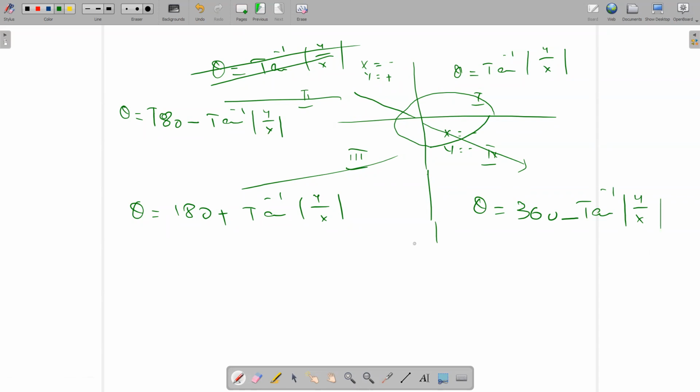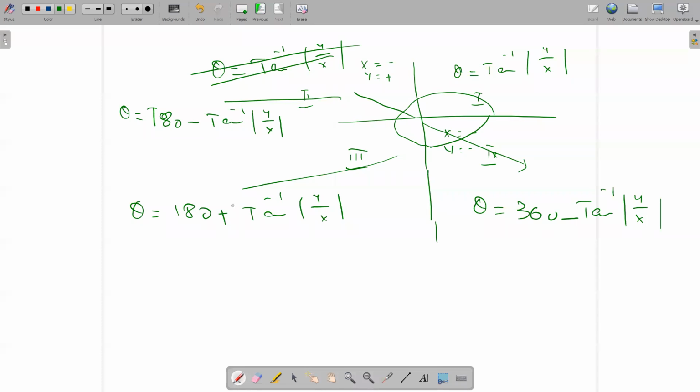So 360 minus tan inverse y over x. These are the four formulas we are using to find the value of theta. It depends on either x and y both positive, one positive and one negative, or both negative. So it depends on the quadrants. If it is in the first quadrant, then the same formula. If it is in the second quadrant, it is 180 minus. If it is in the third quadrant, it is 180 plus.